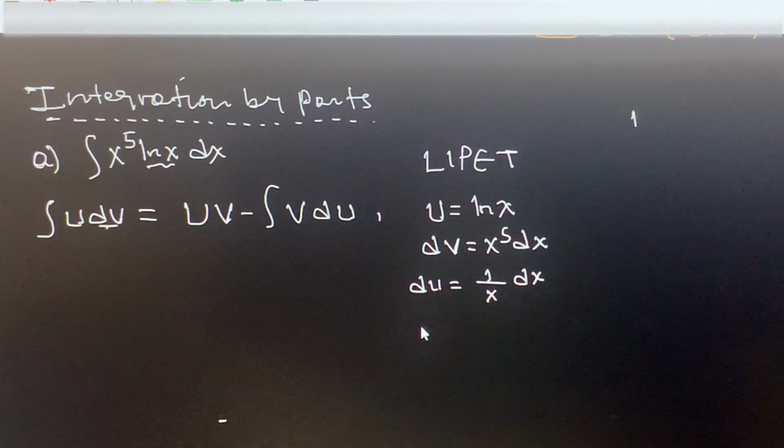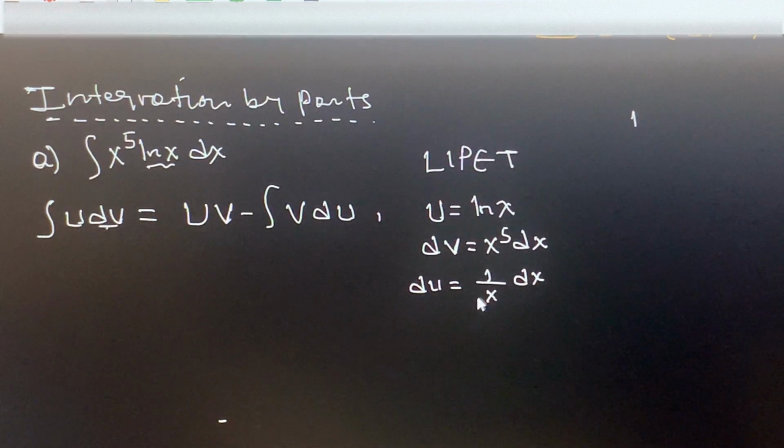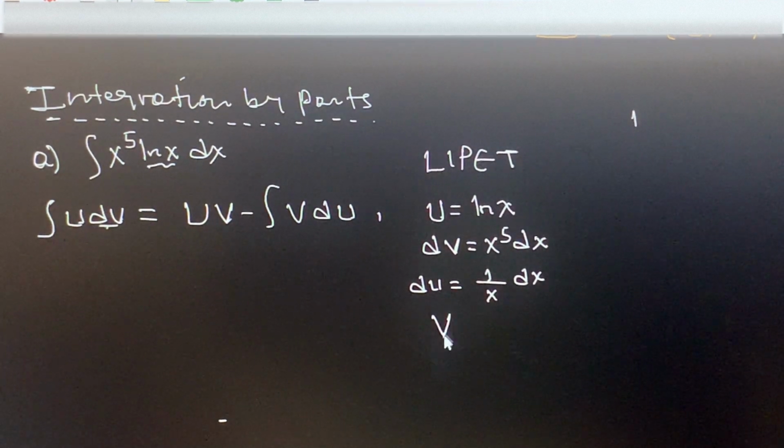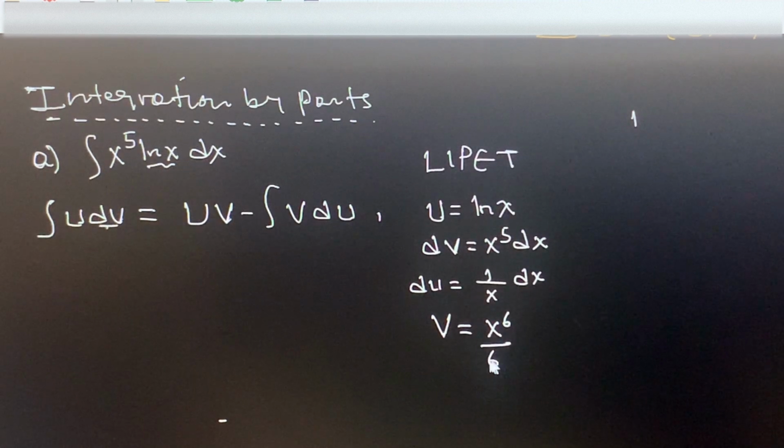What's next? If dv is x to the power of 5 dx, what is v? v is going to be x to the power of 6 over 6. How do I know this one? I can simply integrate the dv, and then I find x to the power of 6 over 6, because that's the antiderivative of the given function. Now I have everything.